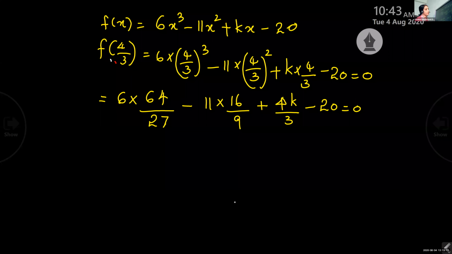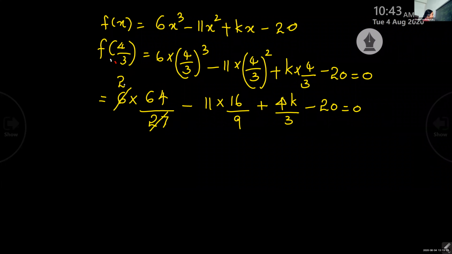Can you see the board properly? Yes, ma'am. We can see. Okay. Now you cancel. 6 and 27 with the 3. So we'll get 2 and 9. Clear?